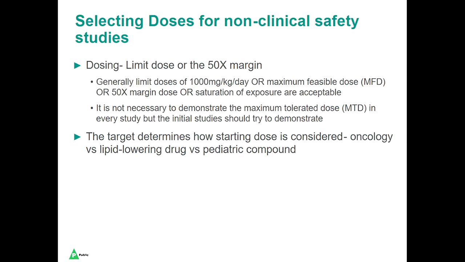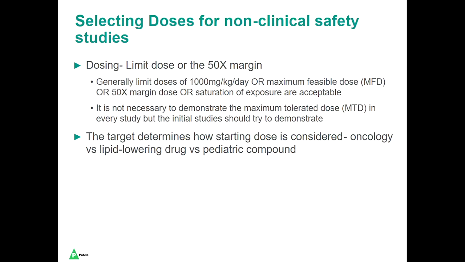Even if for a 50-fold margin you get that by dosing 25 mg per kg per day, that's appropriate if you've got a good sense for the margin being large enough over your human therapeutic dose. You can also see saturation of exposure, and that will cap your dose. So if 500 and 5,000 give you the same plasma exposure, you don't have to dose every single study at 5,000 mg per kg per day as your high dose.